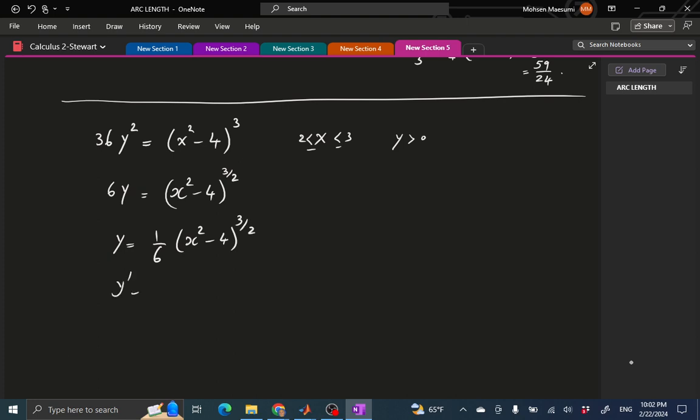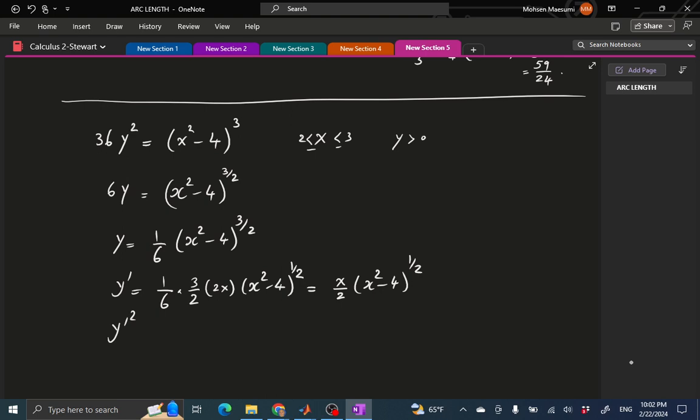For y prime, the factor is 1/6, the exponent is 3/2, the derivative of the base is 2x, then x squared minus 4 to the power of 1 less than this, which would be 1/2. So I simplify this thing, it becomes x over 2 times x squared minus 4 to the power of 1/2.